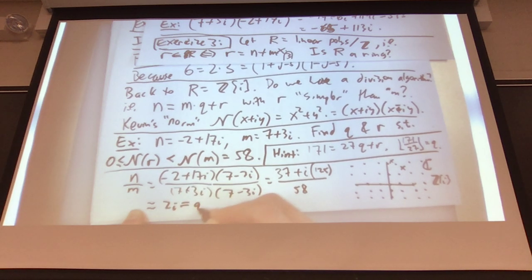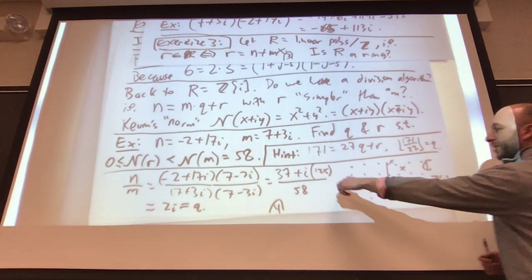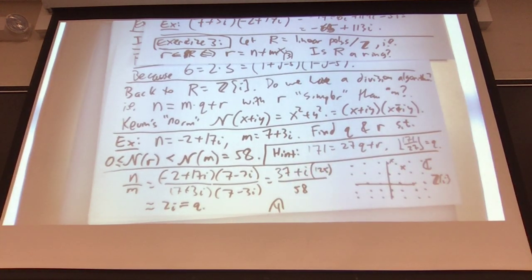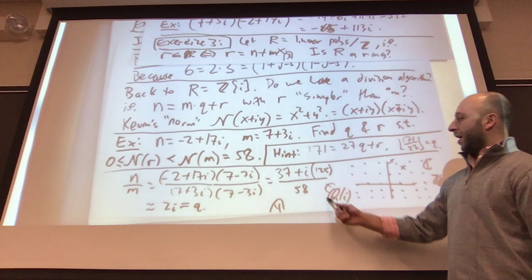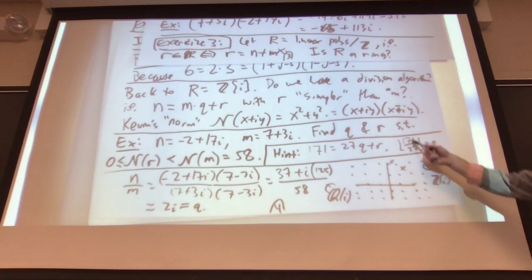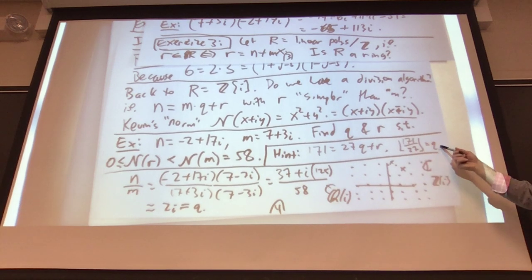So that is what we might guess to be q. Charles, can you explain how you got 2 again? Yeah, I'm just looking at where this rational number is. So this is in Q adjoin i. This is no longer in the Gaussian integers. It's a Gaussian rational, just like 171/27 is a rational number. And now I want to find a nearby integer.